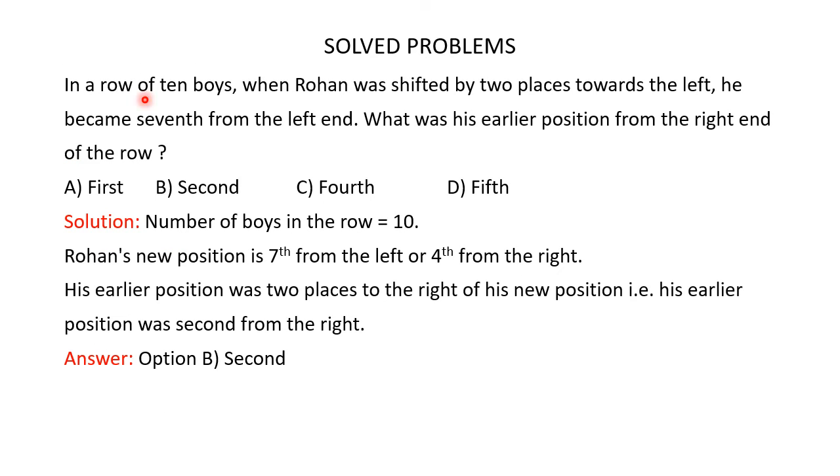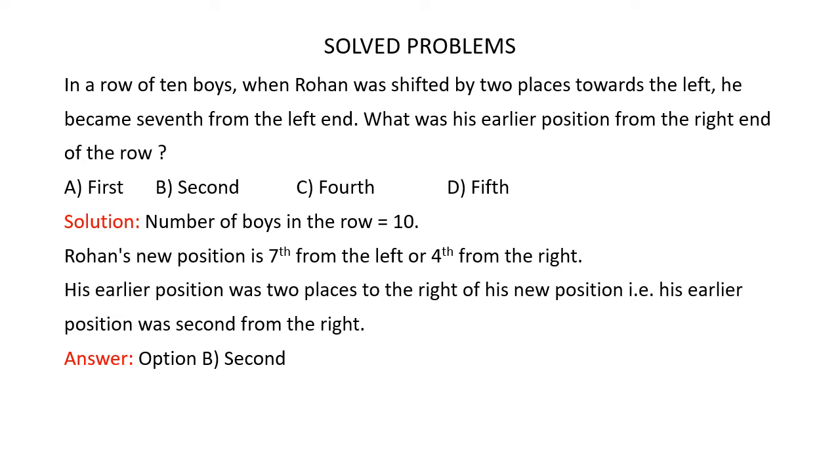In a row of 10 boys, when Rohan was shifted by 2 places towards the left, he became 7th from the left end. What was his earlier position from the right end of the row? You are given 4 options and you have to find out which of these options is the correct one.